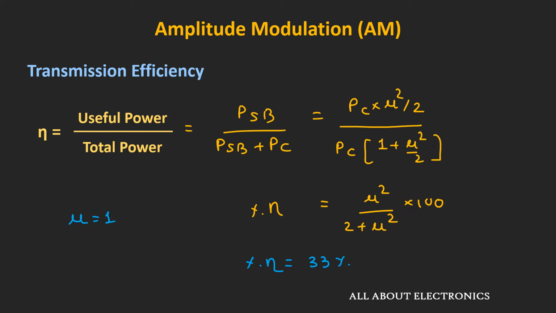So in the upcoming videos, we will see some bandwidth efficient schemes like the single sideband and the vestigial sideband. But before that, in the upcoming videos, we will see the different generation and demodulation techniques for the AM signal. But I hope in this video, you understood the different aspects of the AM signal.